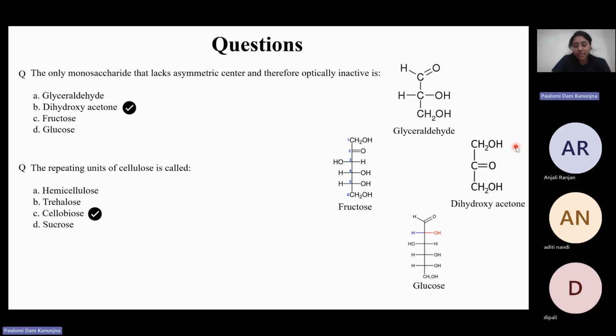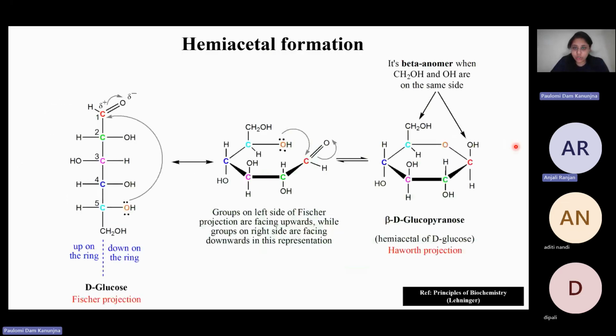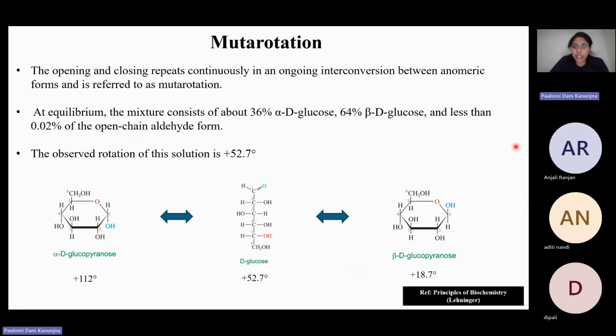Okay, based on the discussion we had, what was mutarotation? Ma'am, the interconversion of the two forms, the alpha and the beta. Correct. So here, what did I say? For this structure to form this structure, what should it undergo? Opening and closing. So what is happening? It is disrupting and then it is forming a different structure.